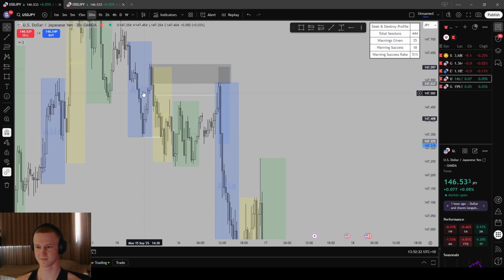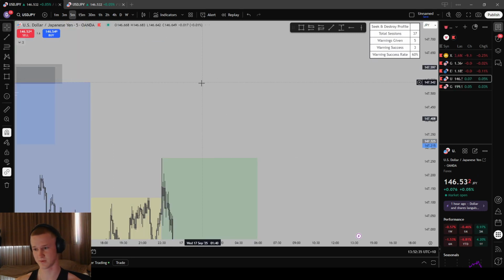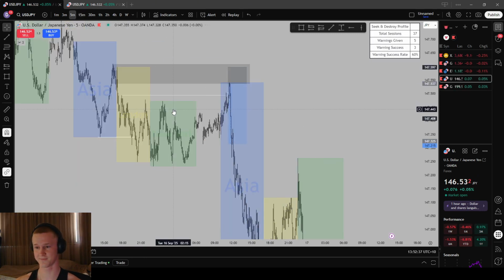30-minute, zone formed, boom, boom, boom, break of structure, inducement, inducement, swept, reverse. Same with the 15. Zone formed, we refine down to the 15-minute zone. Also, whilst we're here, I'll go on to the 5-minute.